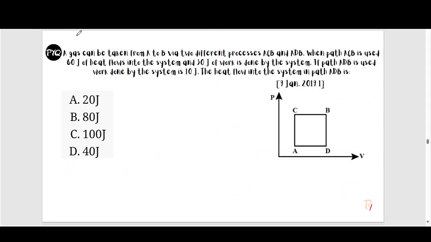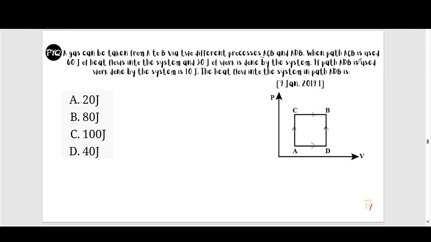And coming back to this, let me change color. A gas can be taken from A to B via two different processes, A, C, B and A, D, B. Let me take arrows like this, A, C, B and A, D, B.